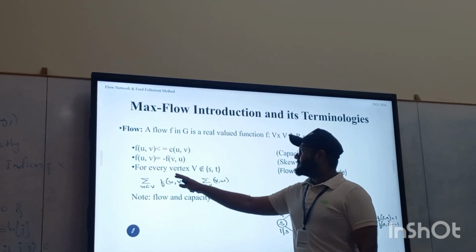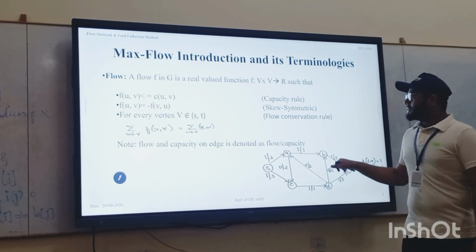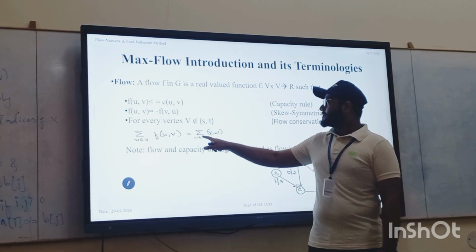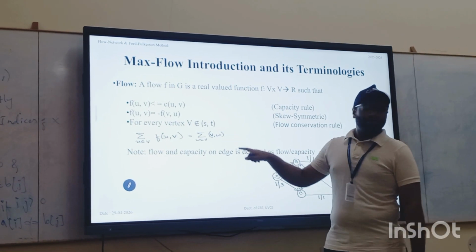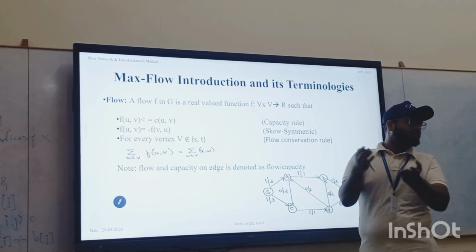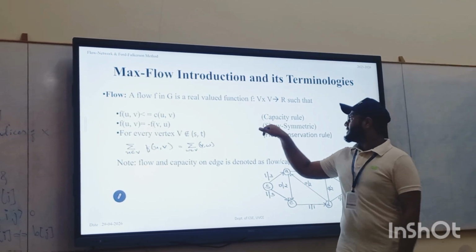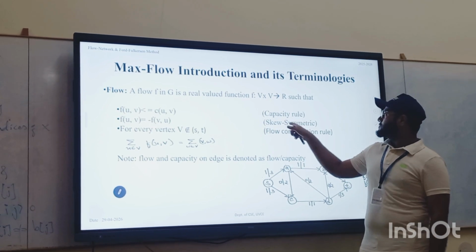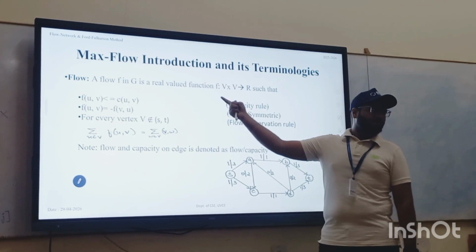Three, for every vertex V that does not belong to S and T, the source and sink, the sum of flow incoming should equal the sum of flow outgoing. What is incoming should be outgoing. That is known as the flow conservation rule. The first is the capacity rule, the second is skew symmetry, and the third is the flow conservation rule. A function satisfying all three is considered a flow.